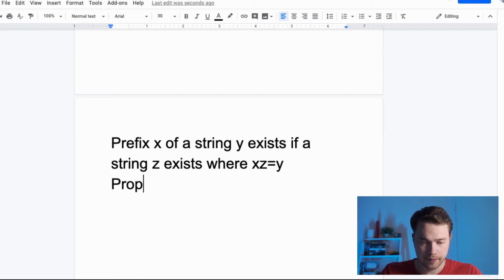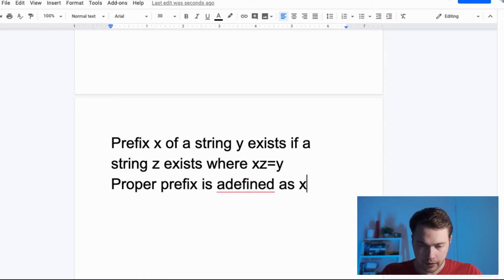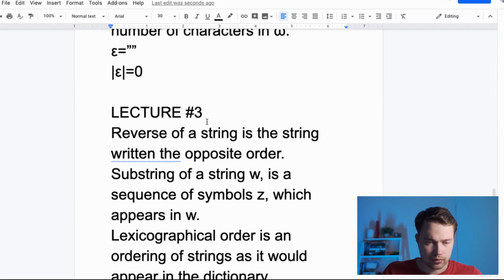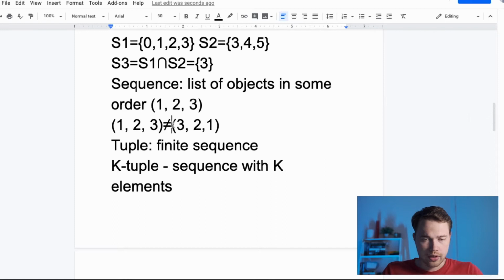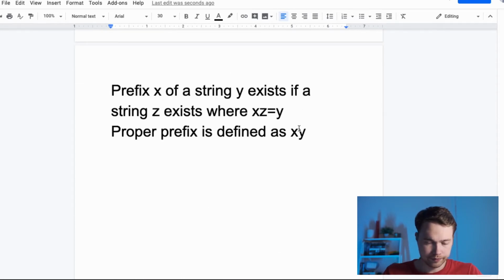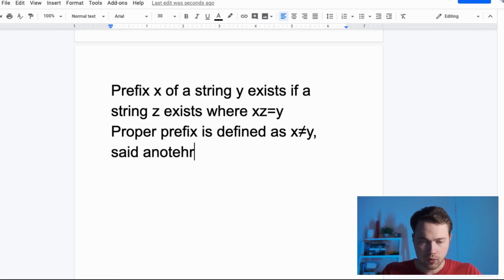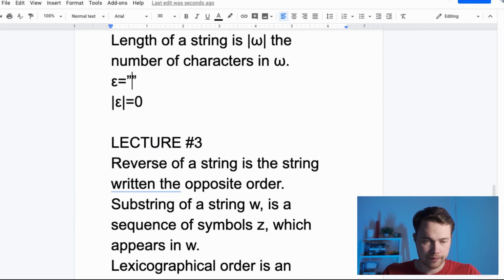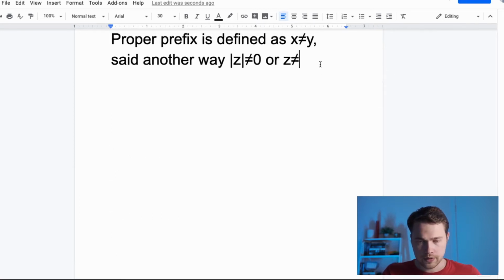Proper prefix. Proper prefix is defined as X which is not equal to Y, right? And then we need to use this symbol. Where's that symbol, not equal to? This guy over here. Okay, so proper prefix is defined as X which is not equal to Y. Or in other words, said another way, the length of Z is not equal to 0, or Z is not equal to the empty string.